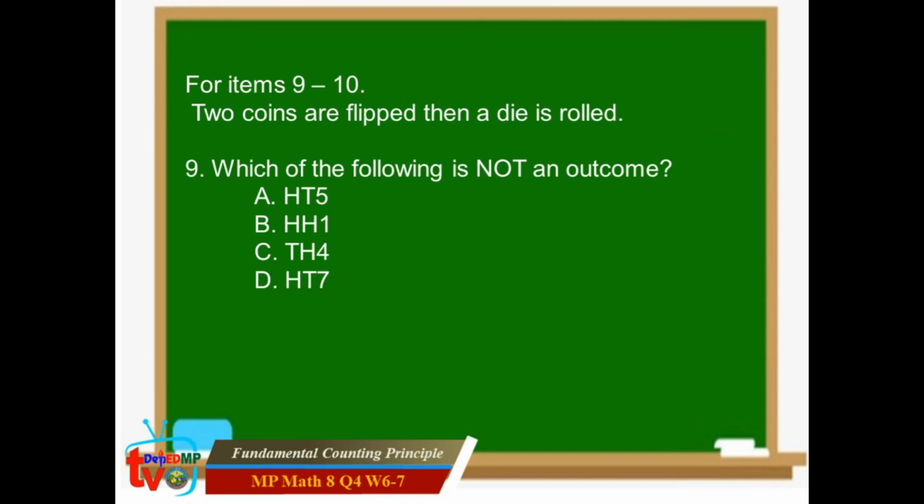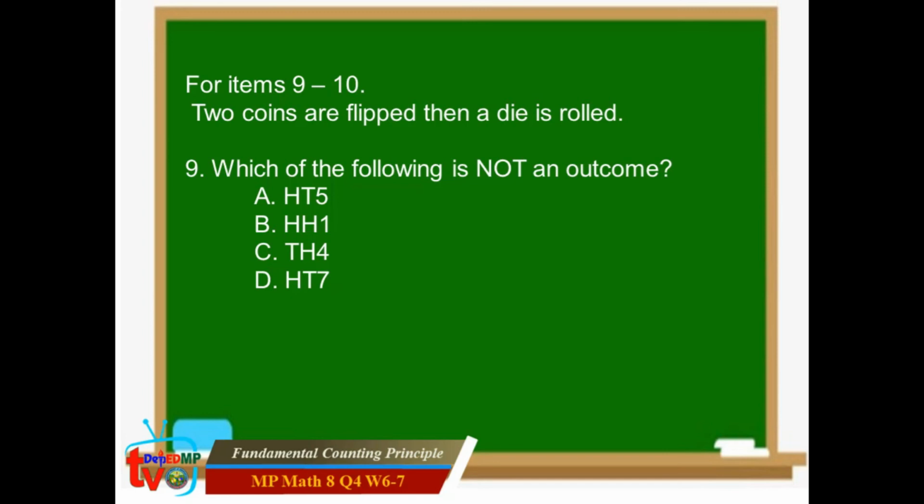For items 9 to 10, 2 coins are flipped, then a die is rolled. 9. Which of the following is not an outcome? A. Head, tail, and 5. B. Head, head, and 1. C. Tail, head, and 4. D. Head, tail, and 7.